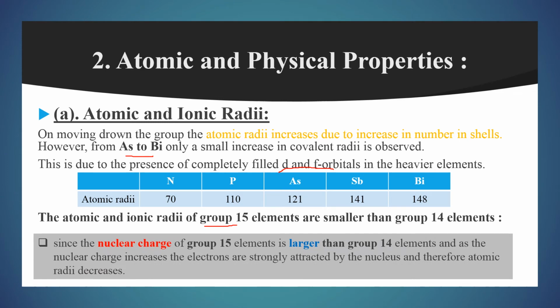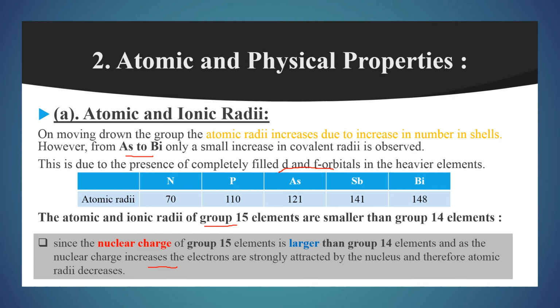And the reason behind this is, since the nuclear charge of group 15 elements is larger, and as the nuclear charge is larger, the atomic size will decrease compared to group 14 elements, and as the nuclear charge increases, the electrons are strongly attracted by the nucleus, and therefore atomic radii will decrease.